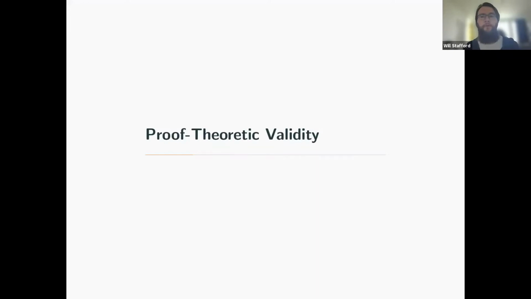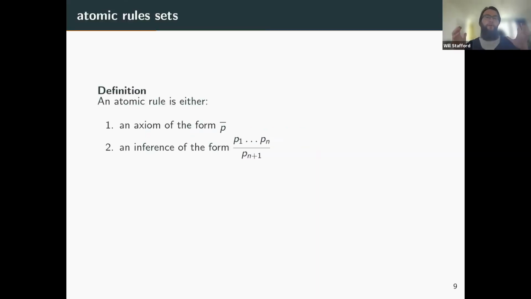Okay, so let's start with proof-theoretic validity. To begin with, we're going to need to decide what we're doing with our base case. Proof-theoretic validity is going to tell you when proofs are valid or arguments are valid, these more general structures, but sometimes you'll just have an atomic formula and you'll need to know what to do then. And so to deal with this, we're going to introduce atomic rules. Atomic rules come in two varieties. They might just be axioms that tell you can state a certain atomic formula, or they might be inferences from a certain number of atomic premises to an atomic conclusion.